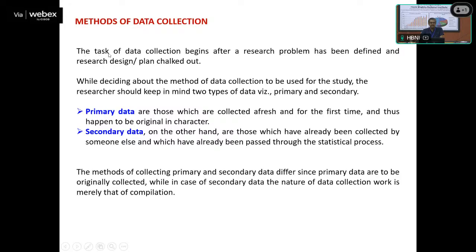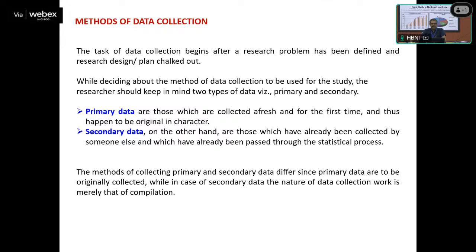methodology. Okay, the task of data collection begins after a research problem has been defined and research design plan chalked out. So you are doing the research design, right? So different research stages you have already known, and you are doing the research design. So you have defined your problem, done a literature survey and research hypothesis completed, and then slowly you have to design your data collection. Means you have to not design, now you have to do real experiments, means you have to do the task of data collection, right?